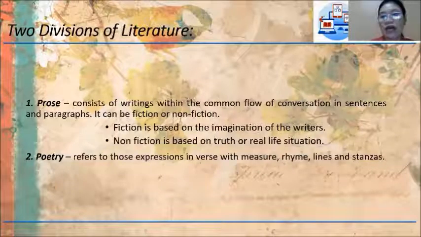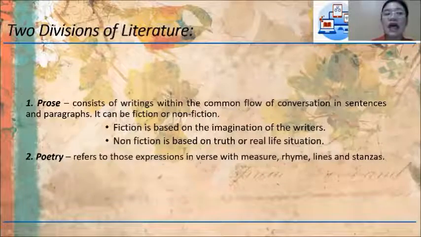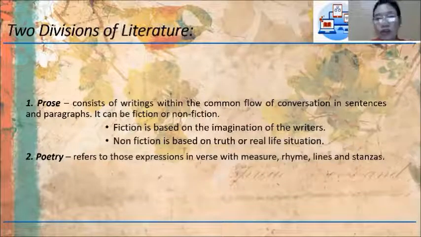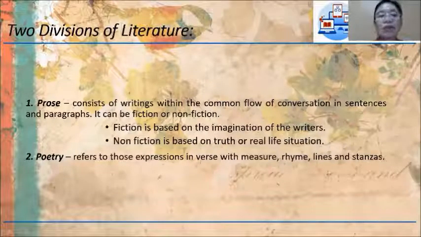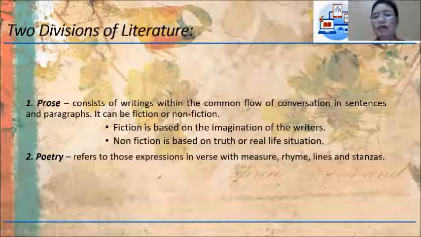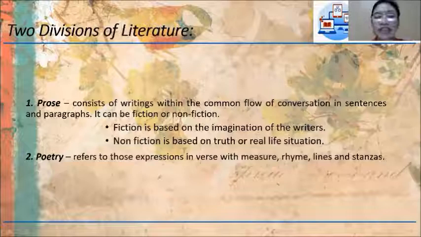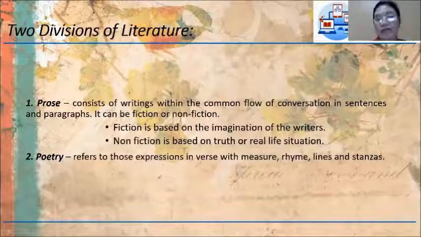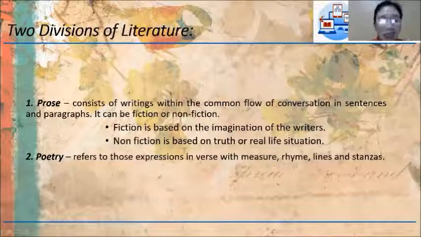Now let's move on to the two major divisions of literature. We have prose and poetry. Prose consists of writings within the common flow of conversation in sentences and paragraphs. Meaning to say, prose is written in an ordinary form, making use of sentences and paragraphs.